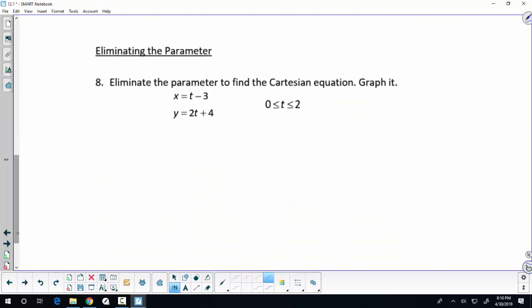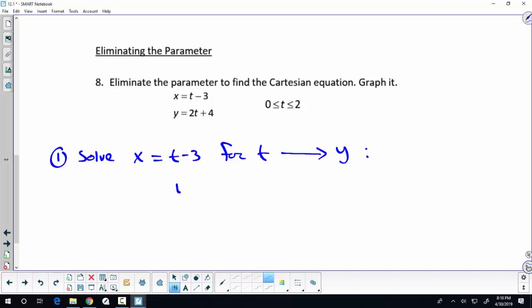So this one, I guess it depends on what route we take. If we take x and solve for t, plug that into y. So solve x equal t minus 3 for t, and then plug that into y. You should come up with y equals 2x plus 10. So we see this parametric equation represents that line, or part of that line rather.